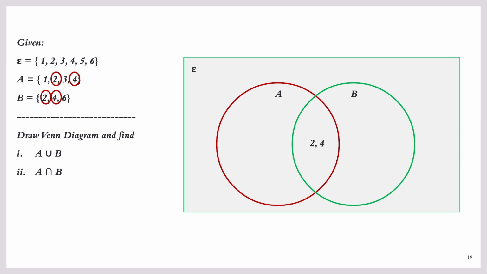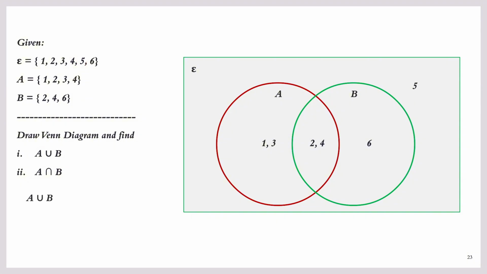Now for set A, what we are left with is 1 and 3. We write 1 and 3 in the non-overlapping area of A. And then for set B, the only remaining element is 6, so we write 6 there. Now we take a look at the universal set. In the universal set, 5 is not in either of the sets A or B. So we write it outside both the circles but inside the rectangle that represents our universal set. That's our Venn diagram ready.